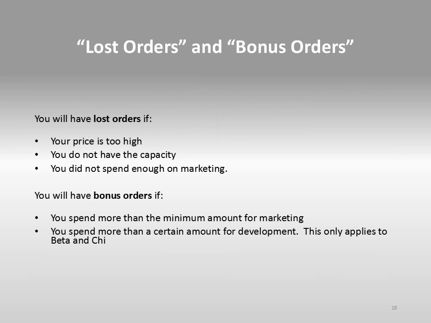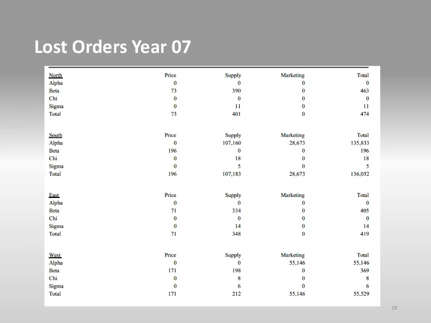Now, you can also have bonus orders. If you spend more than the minimum amount on marketing, you'll have some bonus orders. And if you spend more than a certain amount, and we're not saying what that certain amount is, however, for development, then you would have bonus orders for beta or chi.